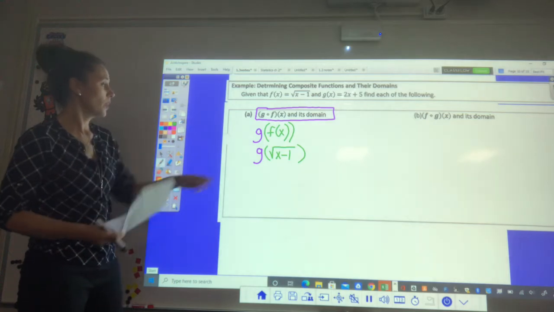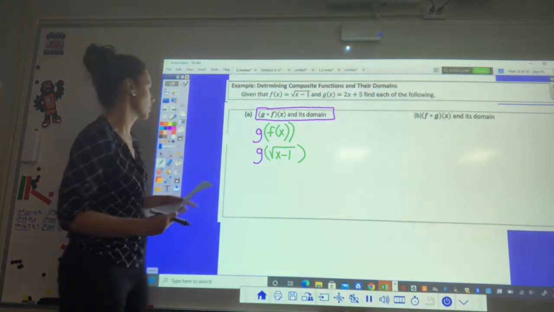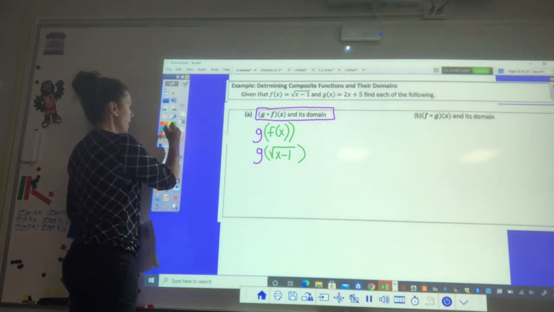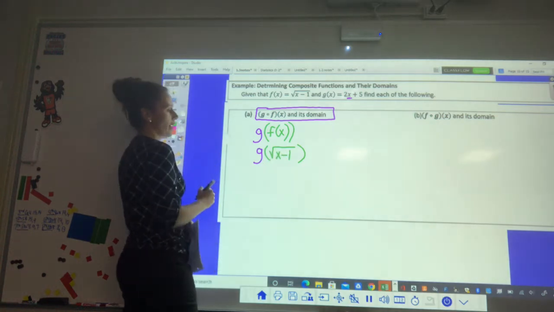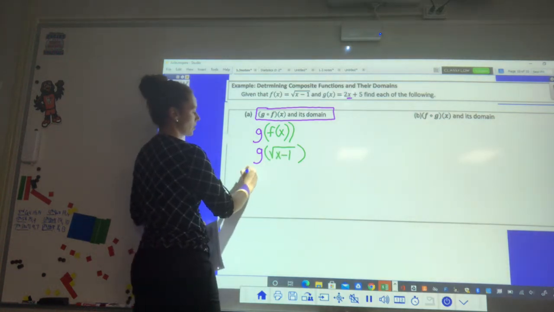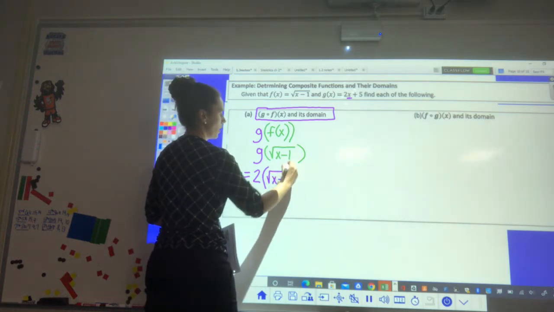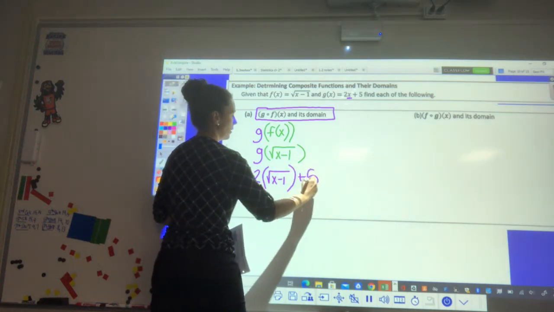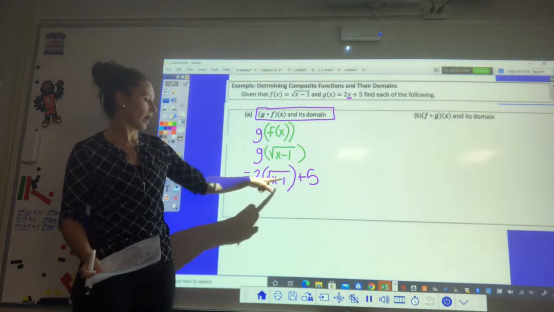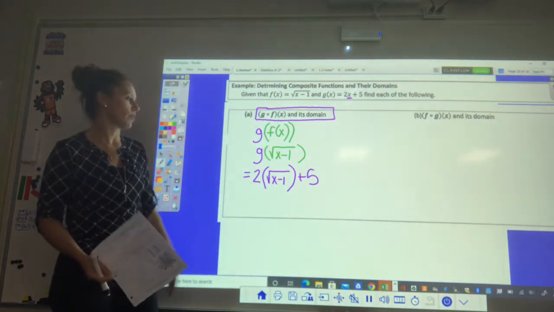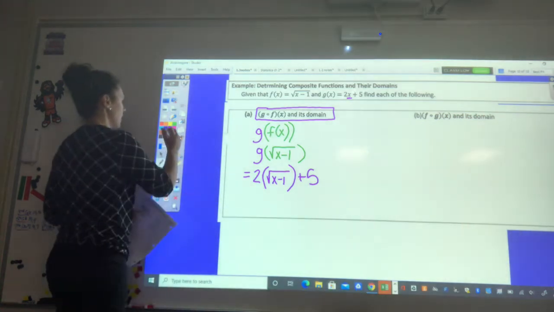So now we have to plug square root of x minus 1 into the g function. So my final step is I'm going to replace my x with radical x minus 1. So our answer is going to be 2 times radical x minus 1 plus 5. So all I did is I replaced the x with radical x minus 1. And you can't really simplify that at all. That's just your answer.